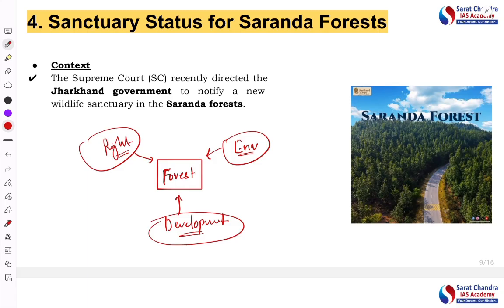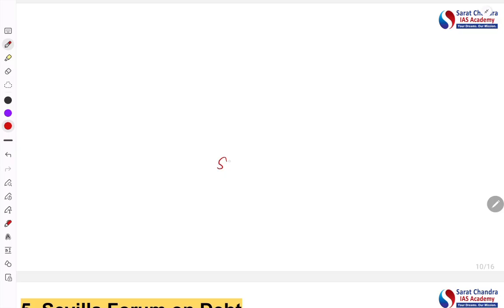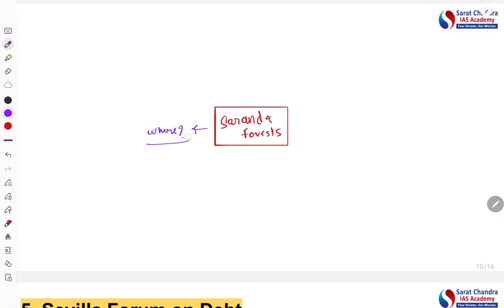What has happened recently is that the Supreme Court has directed the Jharkhand government to notify a new wildlife sanctuary in the Saranda forest. Many things we will be able to understand from this article. So the news is on the Saranda forest. Let's cover this. Let's understand first where it is located, then we will come to the issue and the other parts.